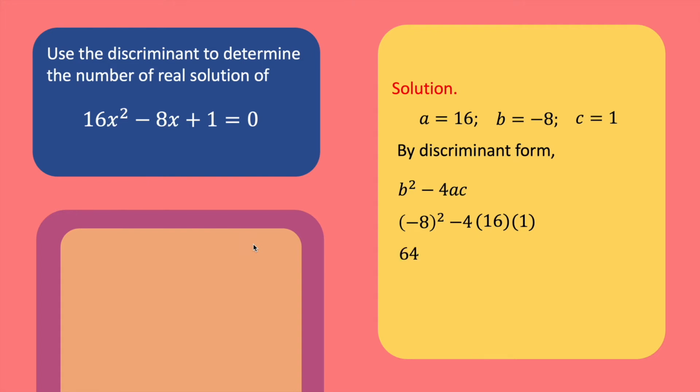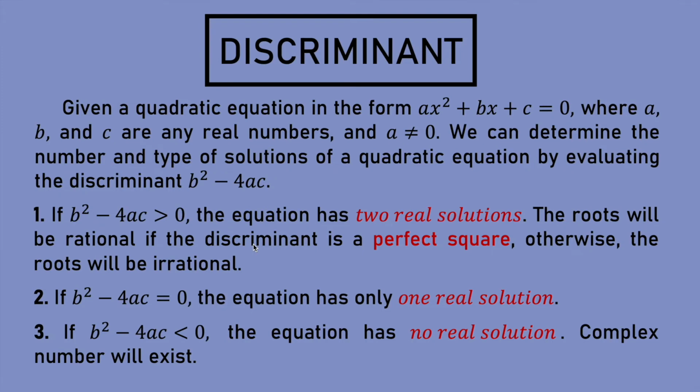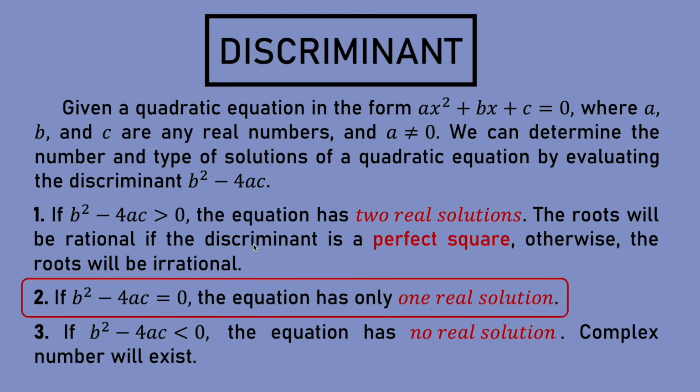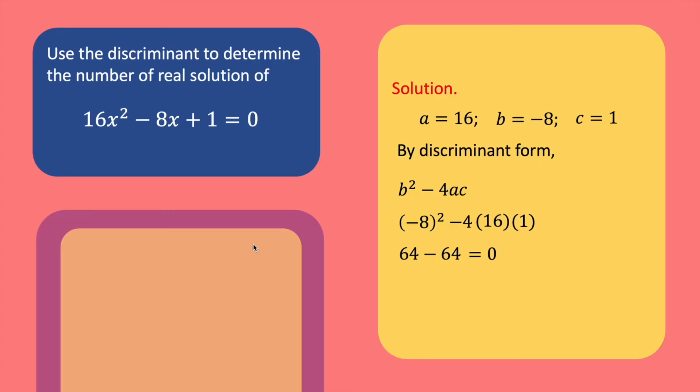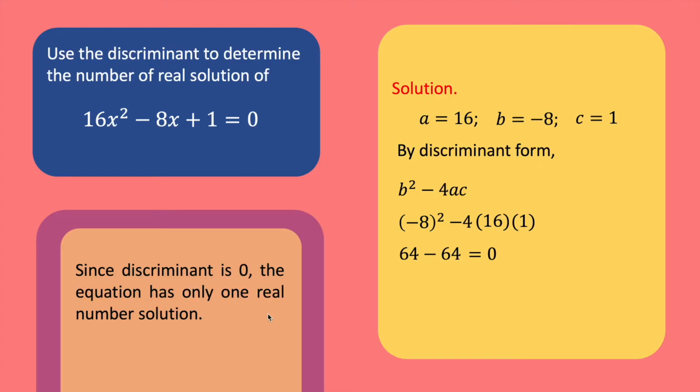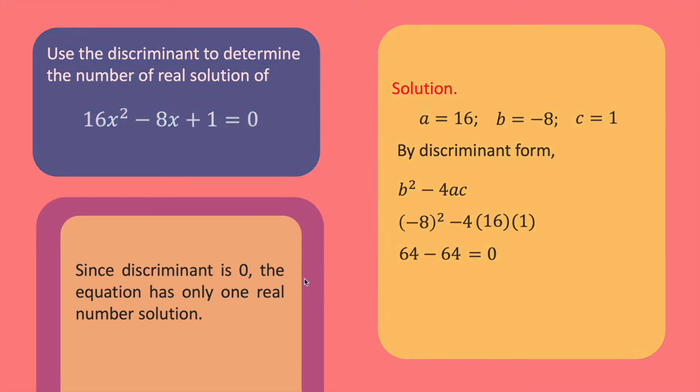Simplify. Negative 8 raised to 2 is 64. Then negative 4 times 16 times positive 1 is negative 64. So 64 minus 64 will be 0. Since our discriminant is 0, property number 2 is satisfied. As a conclusion, since the discriminant is 0, the equation has only one real number solution.